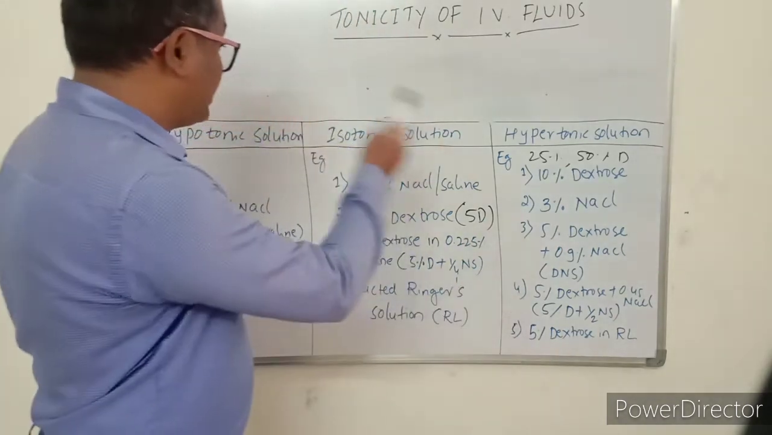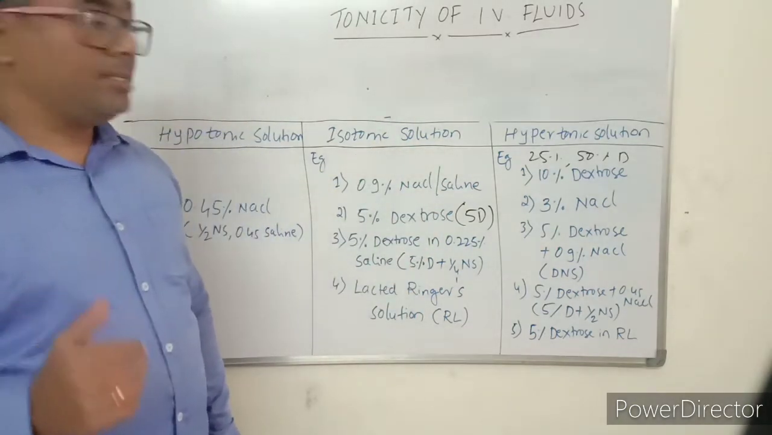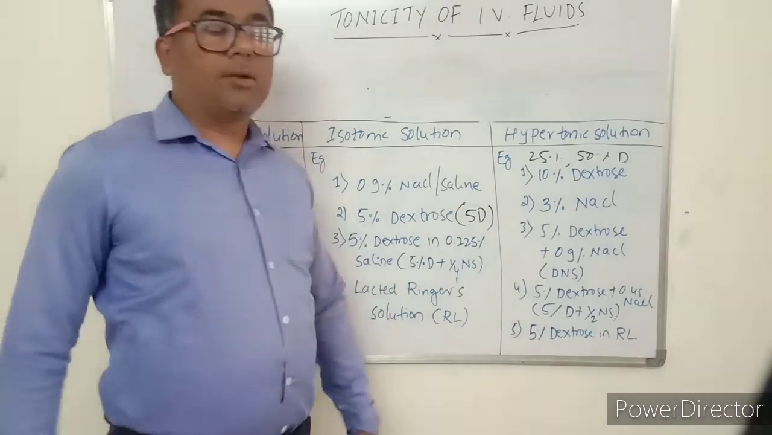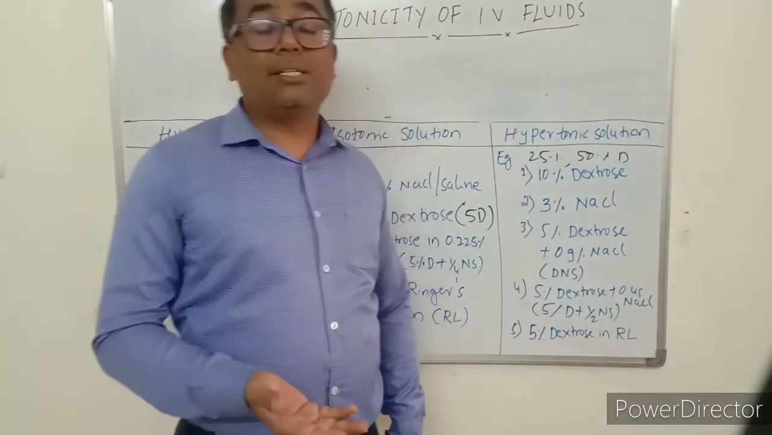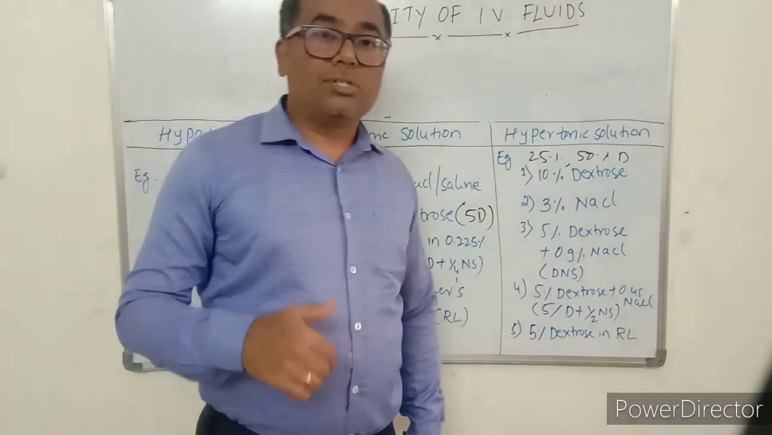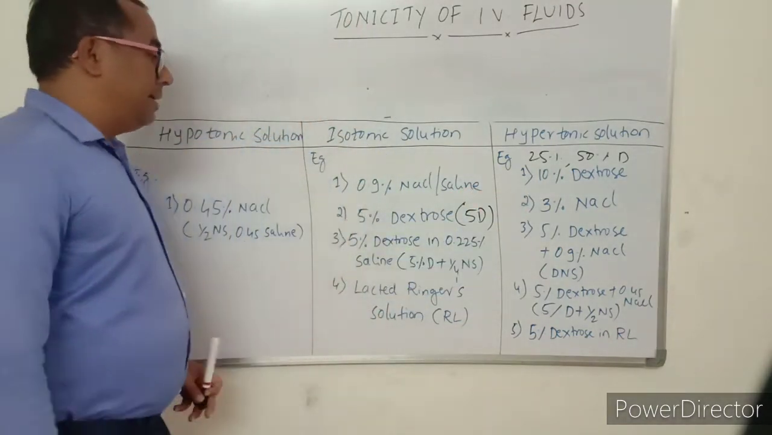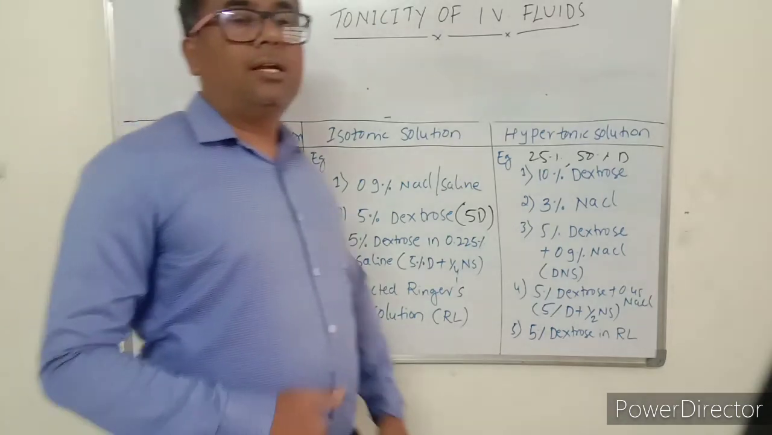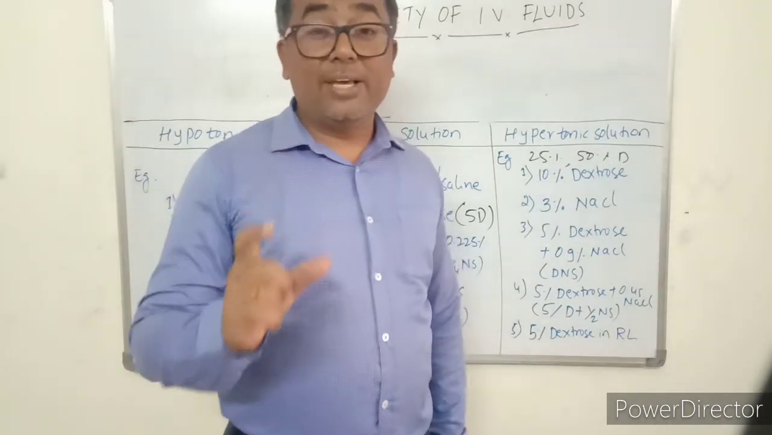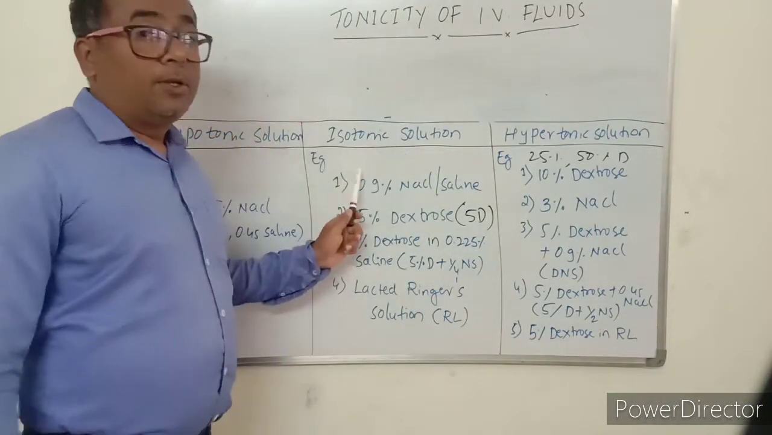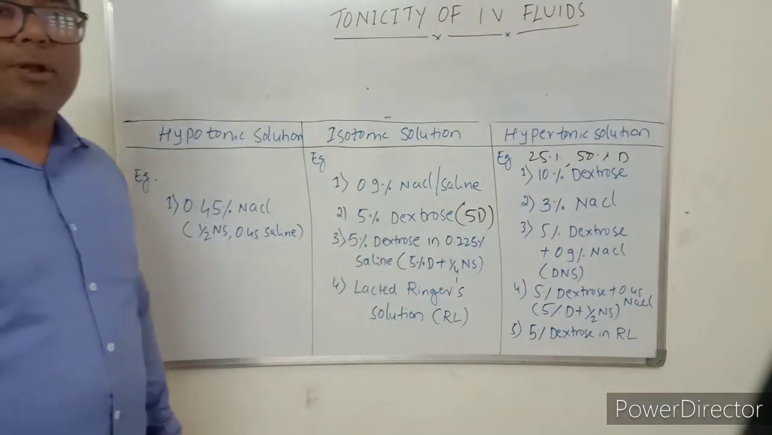So these are all the examples for hypotonic, isotonic and hypertonic solution. In examination they may give the solution concentration and ask which type of solution it is. Or they may ask for the example of hypotonic solution, giving options like 10% dextrose, 0.9% saline, or 0.45% saline. Such questions may be asked, so this is very important from the examination point of view. Please remember and make a note of all these solutions, so that it will be helpful for your examination.